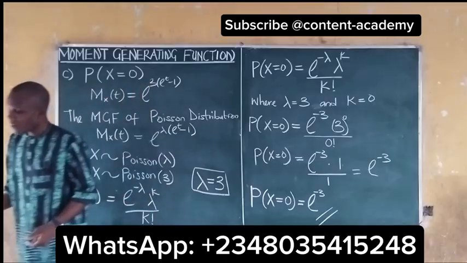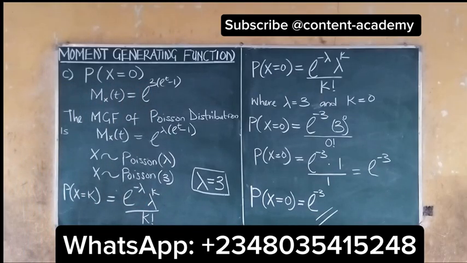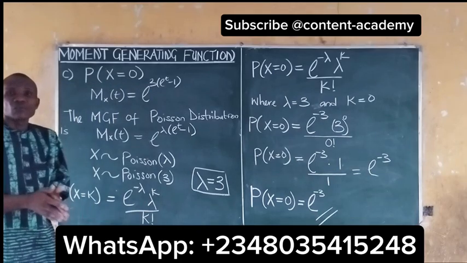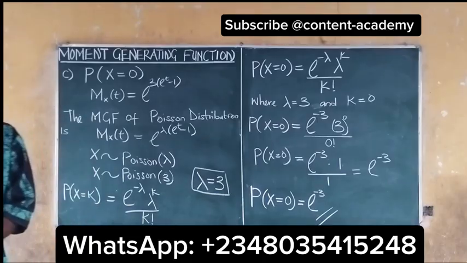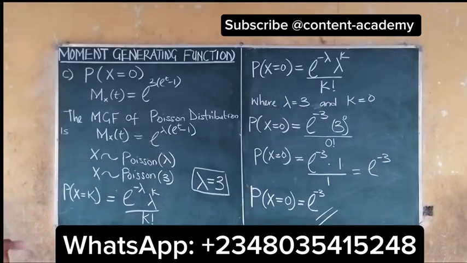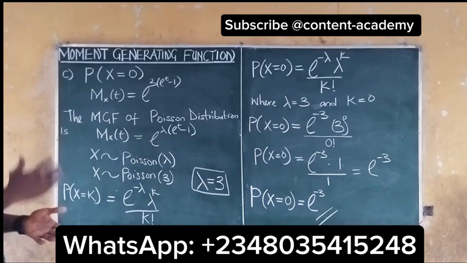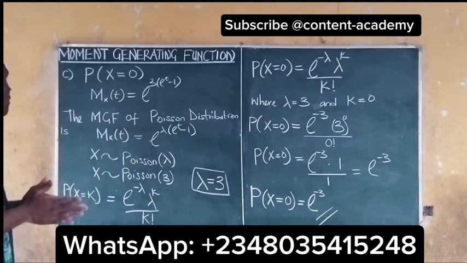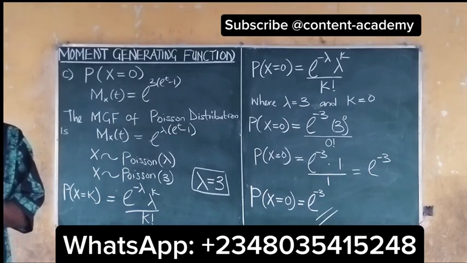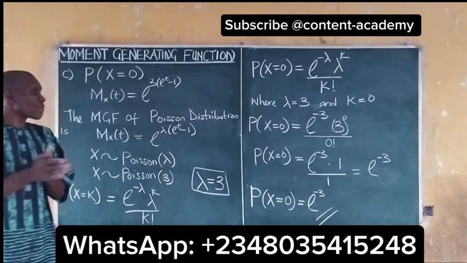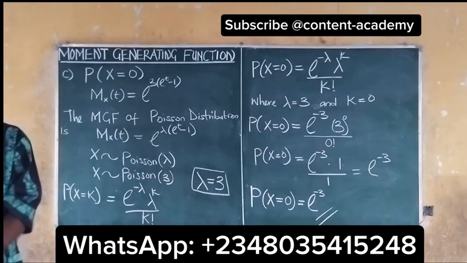So this is how we have succeeded in computing the moment generating function of what was given to us in that question. This is how we can compute the moment generating function of any given distribution, any given PDF, and how we can find the first and second moments of any given PDF.